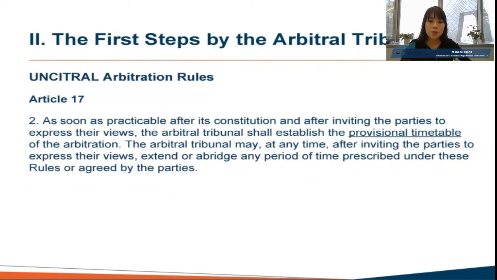Now, let's come to look at what the rules say about the first steps taken by the arbitral tribunal. The UNCITRAL rules provide in Article 17, paragraph 2, that as soon as practicable after its constitution and after inviting the parties to express their views, the arbitral tribunal shall establish the provisional timetable of the arbitration, and they may change the timetable afterwards upon consultation of the parties.